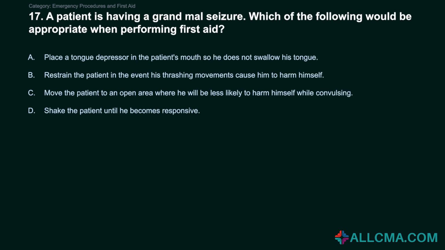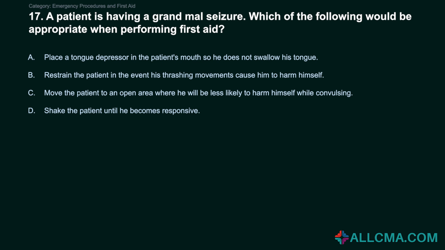17. A patient is having a grand mal seizure. Which of the following would be appropriate when performing first aid? A. Place a tongue depressor in the patient's mouth so he does not swallow his tongue. B. Restrain the patient in the event his thrashing movements cause him to harm himself.